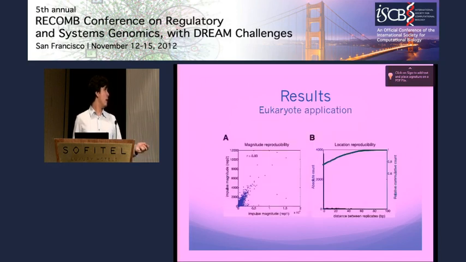In addition, when you apply it to eukaryote data, it shows high reproducibility. These figures show the magnitude of the impulse response predicted using GABP. Each X is one of the replicates. It shows a high correlation. And also, for the predicted binding, the distance between replicates, about 75% is within one single nucleotide resolution.